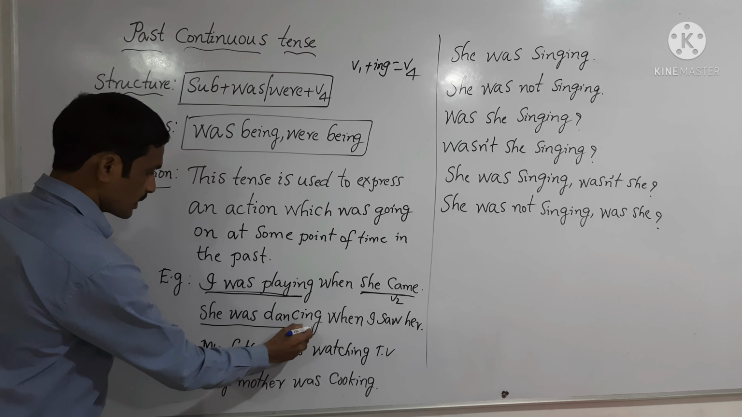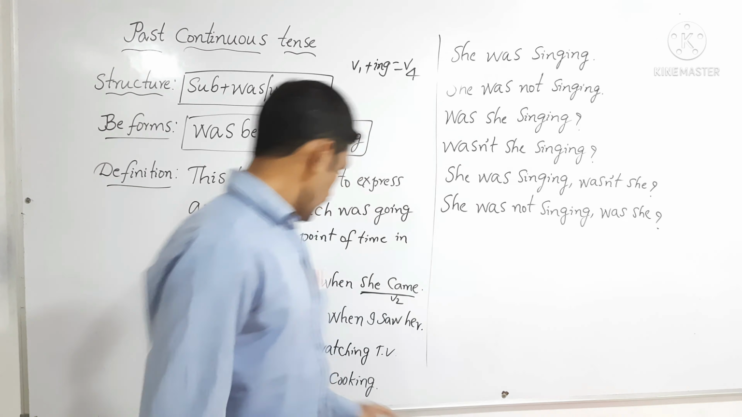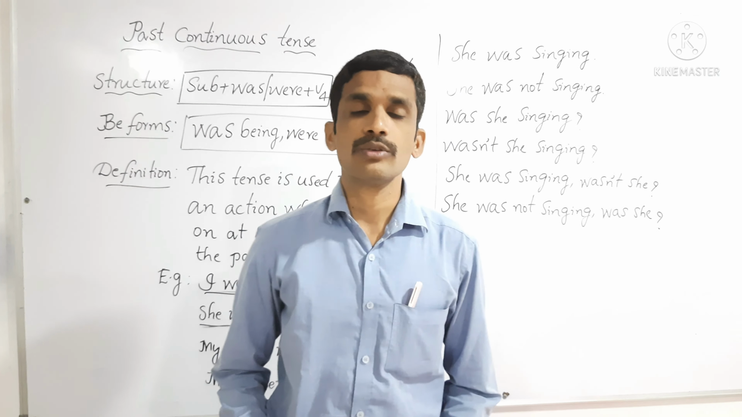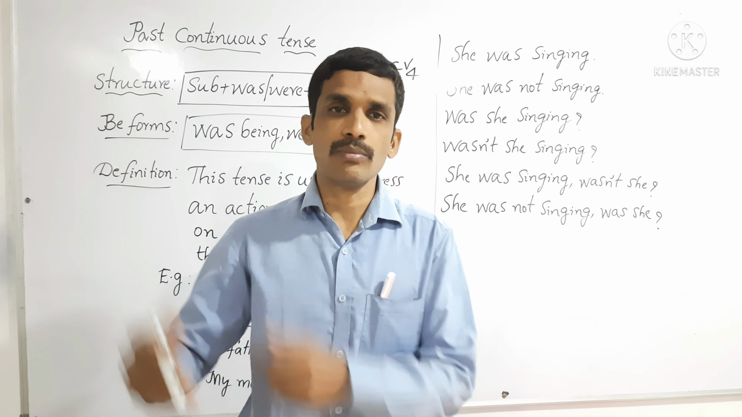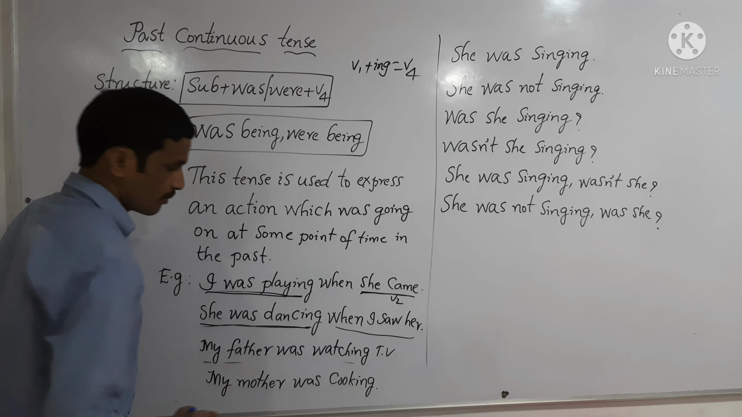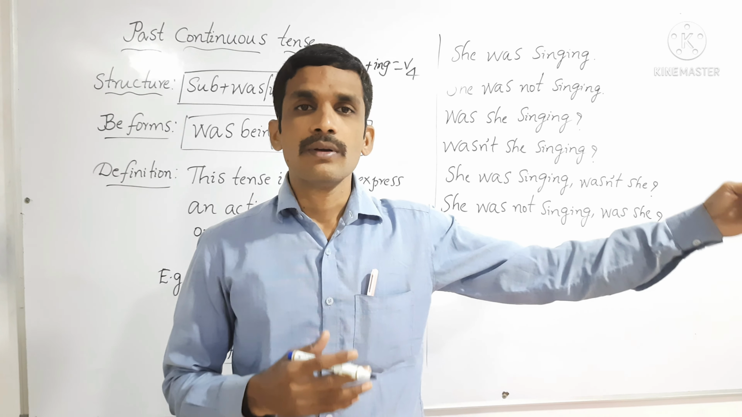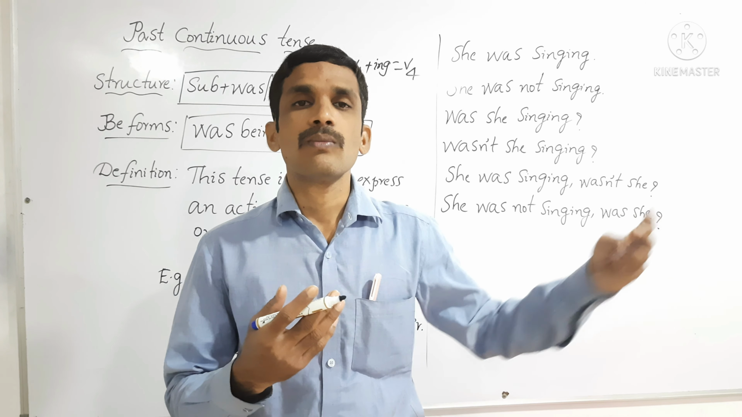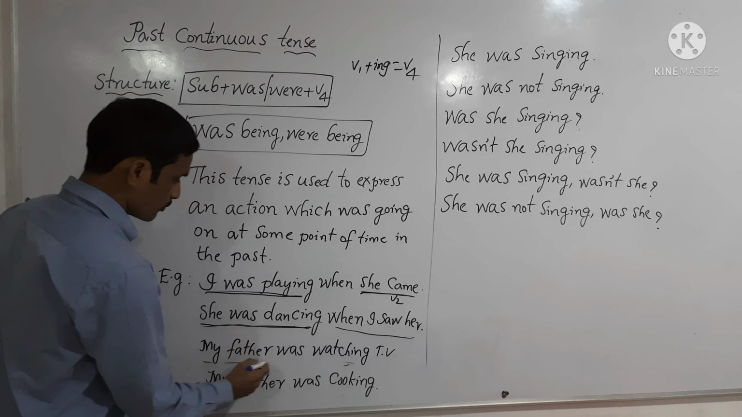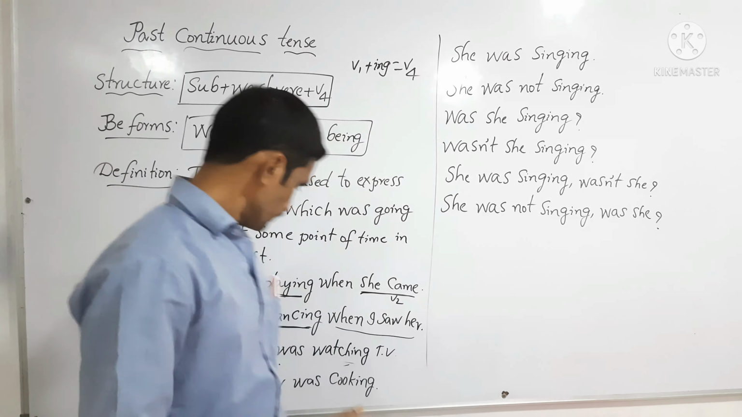So she was dancing is past progressive tense or past continuous tense, and when I saw her is simple past tense. Combination of the two tenses, past progressive and simple past. My father was watching TV. When I went home, at that time my father was busy in doing something, that is watching TV. My father was watching TV is an example for past progressive tense or past continuous tense.